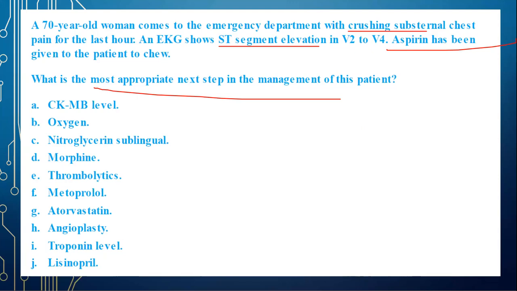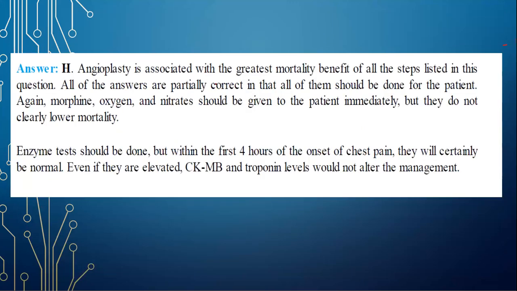Remember, for acute ST elevated MI, don't think about giving morphine, nitroglycerin or anything else after aspirin. Go for angioplasty. Angioplasty is associated with the greatest mortality benefit of all the steps. All the answers are partially correct because all of them should be done for the patient. But morphine, oxygen and nitrate will be given immediately, though they don't clearly lower mortality. The best thing to do is to send the patient to the catheter lab as soon as possible.